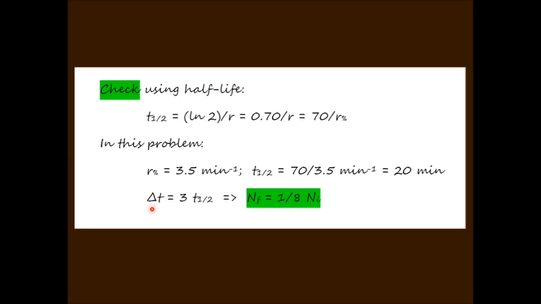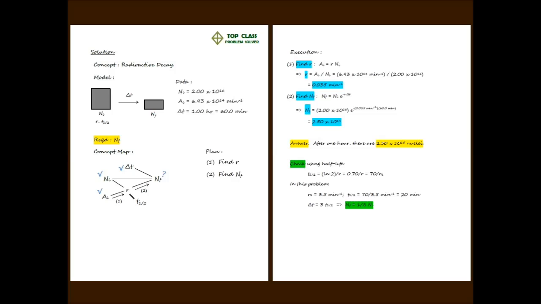Our time interval of 1 hour therefore corresponds to 3 half-lives. After 3 half-lives, our sample would have decayed to a factor of 1/2, then 1/2, then 1/2 again, that is to say 1/8 of the original sample size. It is then a quick check to show that our value for the final number is 1/8 the number of nuclei present initially. Here once more is our complete solution.